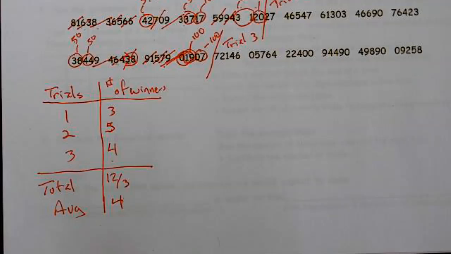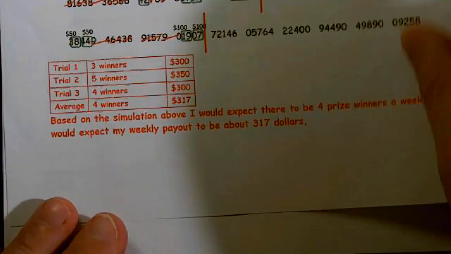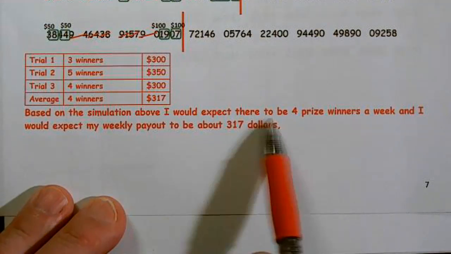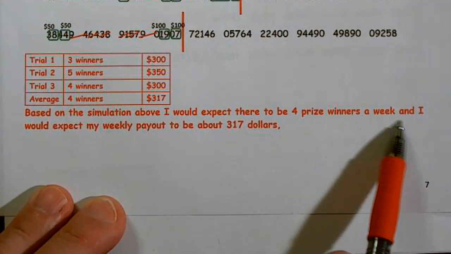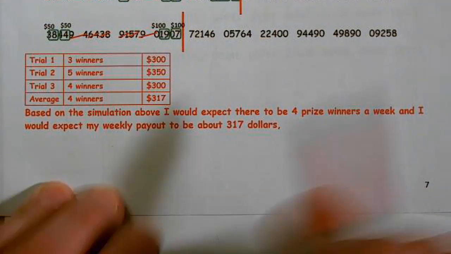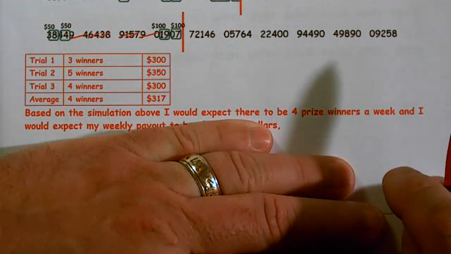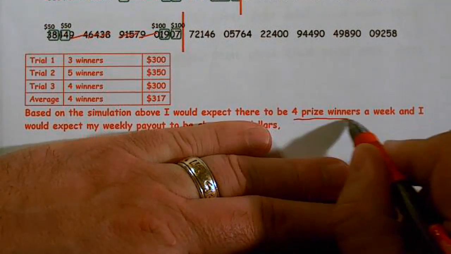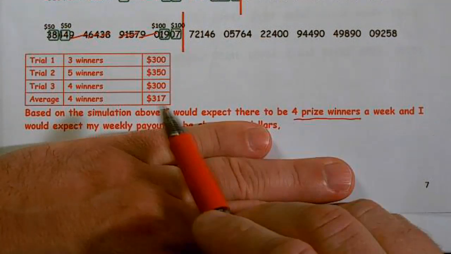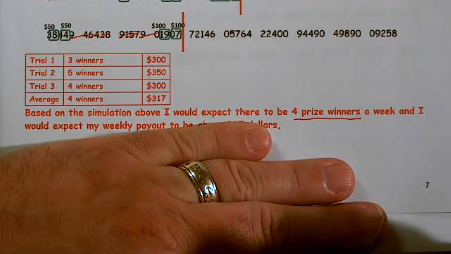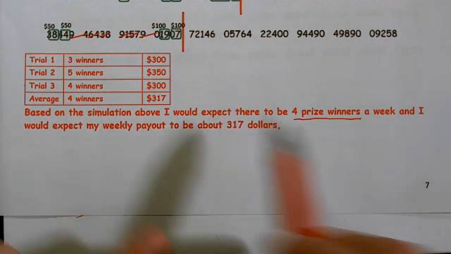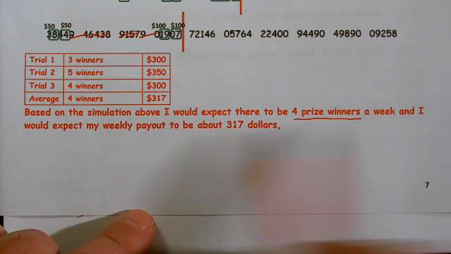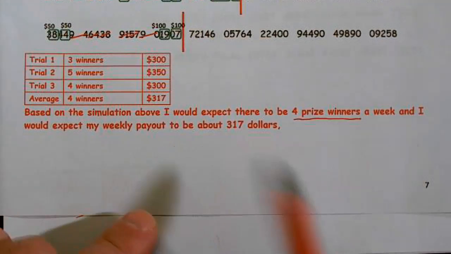So my conclusion, based on the simulation above, I would expect there to be 4 prize winners a week. And that right there would have been adequate, because that answers the question. We have 4 prize winners, and that was the question. So based on the simulation, I would expect there to be 4 prize winners. Turns out I could have also taken care of the valuation, and I would expect a payout of about $370.